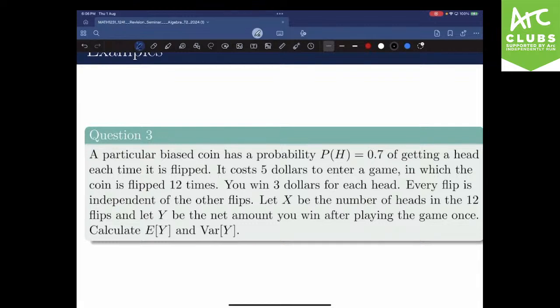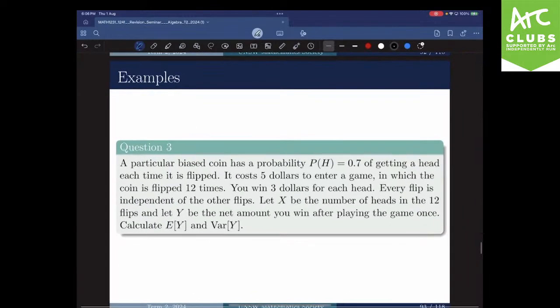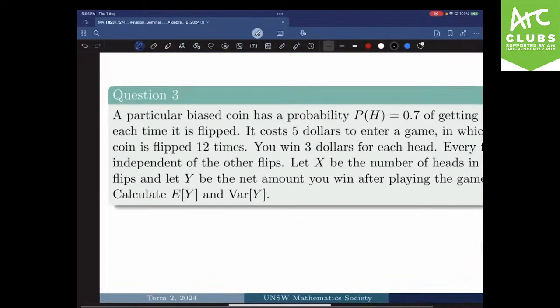First thing to notice in this question, you should always be asking yourself why question makers do certain things, right? In this question, they define 2 random variables, which is kind of strange. If you only needed 1, they would have only defined 1 for you. X is the number of heads in the 12 flips, and Y is the amount you win after playing the game once. Is there any relationship between these 2 variables? I think there is.